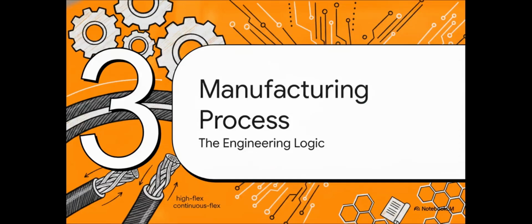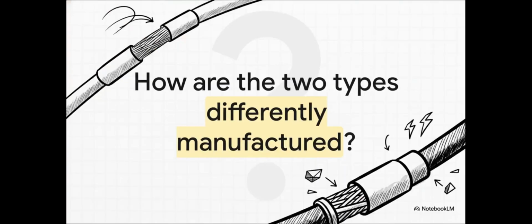Section 3. Inside the manufacturing process, the engineering logic. So, we're dropping down to the micro level now to ask a critical question. How exactly are these two differently manufactured on the inside? Well, as we're about to see, high flex cables are designed to bend easily, while continuous flex cables are intricately engineered to survive immense mechanical stress without destroying themselves from the inside out.